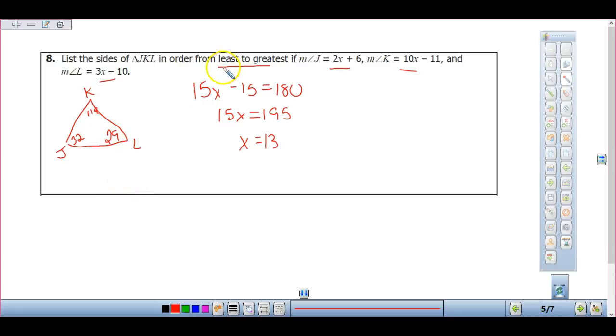Now I can order my sides. Least is across from my smallest angle, so across from L, I have JK. Next one is across from J, I have KL. And then if I'm going across from my biggest, which is K, I have JL. Okay, not so bad.